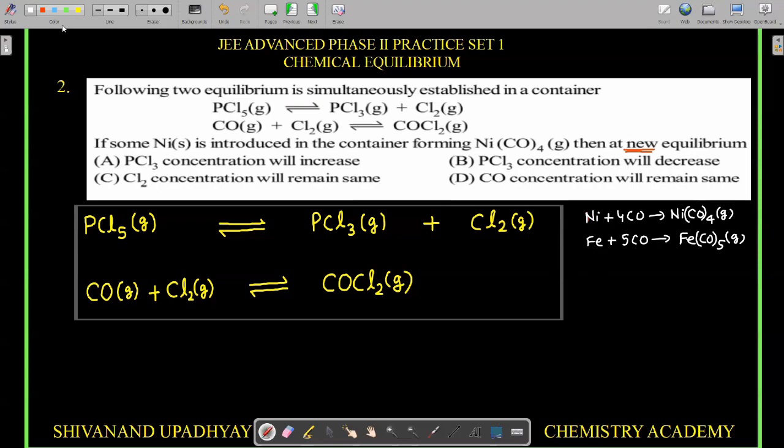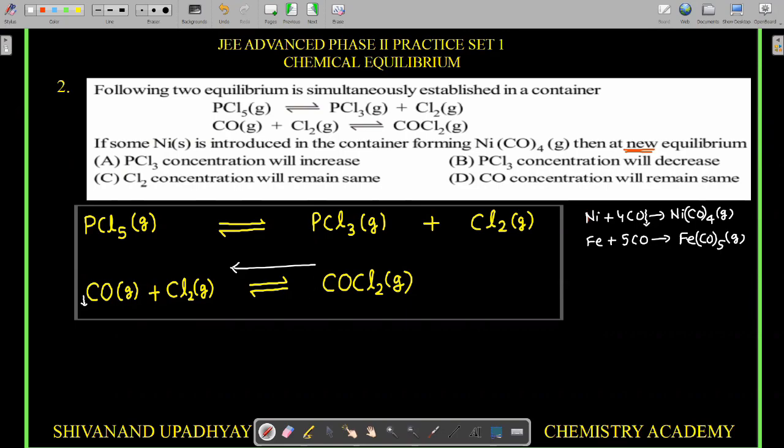So now if I solve this question, we know that when we introduce nickel, nickel will react with carbon monoxide, and carbon monoxide is going to be consumed because this reaction is moving in forward direction. So once carbon monoxide is decreasing in the system, according to Le Chatelier's principle, this system will try to compensate this carbon monoxide. So it will move in backward direction. There is no change in volume of the system.